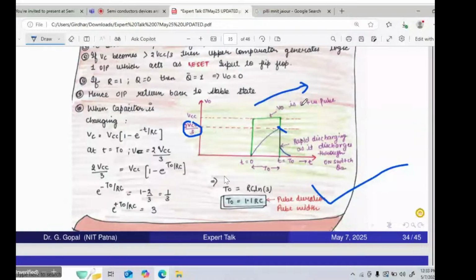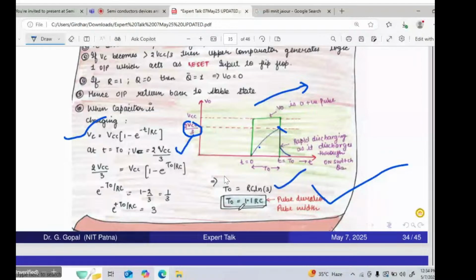This curve is for capacitor charging and discharging, with the capacitor discharging through the transistor Q2 only. Now what is the voltage across the capacitor? Talking about the charging only, it is VCC into 1 minus e to the power minus T upon RC. At T equal to 0, it has VC of 2 VCC by 3. So you can put 2 VCC by 3 here and find that T naught is RC ln of 3. So what is T naught here? T naught is 1.1 RC.